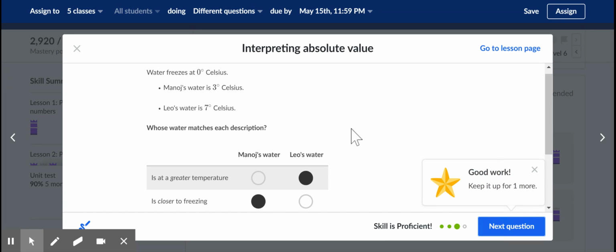So you're really just reading it and making sure that you know what it's asking for. If it's asking for the greatest amount, you're looking for the highest number. If it's asking what's closest to freezing or closest to zero, closest to sea level, they're all asking you for absolute value. Then you're going to determine from there which one is either closer to or farther away from that level.